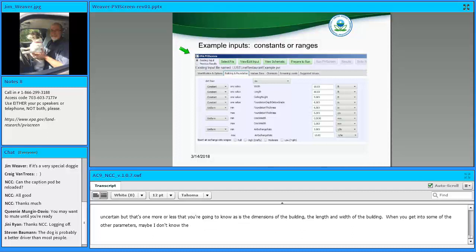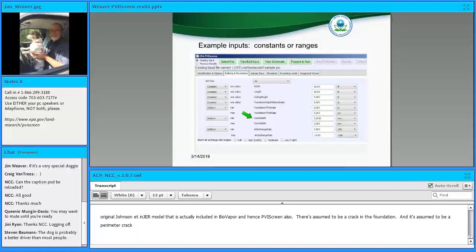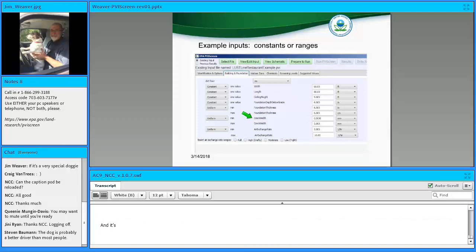There's a parameter called the crack width down here. So this is something that comes from this original Johnson-Ettinger model that is actually included in BioVapor and hence PVIScreen also. There's assumed to be a crack in the foundation. And it's assumed to be a perimeter crack, and you're supposed to enter a value for the width of that crack. It's unlikely that you're going to be able to observe any crack, and it's unlikely that a cracked slab is even characterized by one crack width.